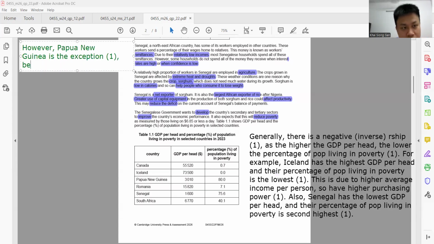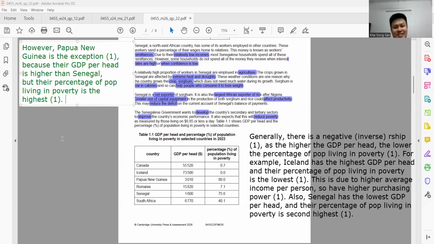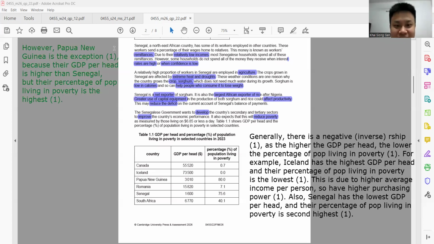Explain. Because their GDP per head is higher than Senegal, correct, but their percentage of population living in poverty is the highest. Very easy. I get full marks already, more than that, so easy. Now you got the techniques ready. Full answers ready. We do very fast.